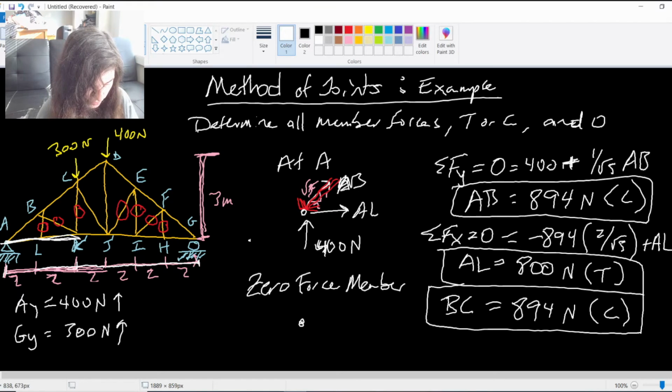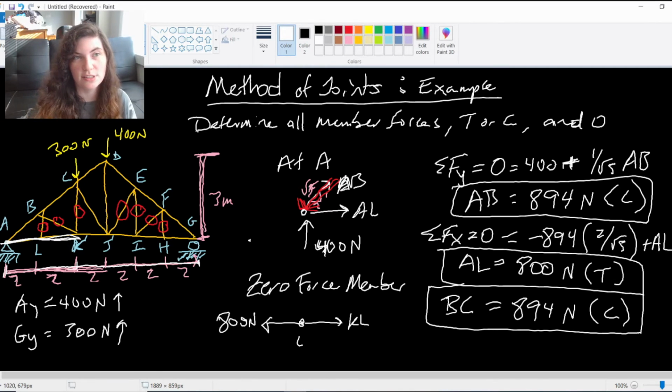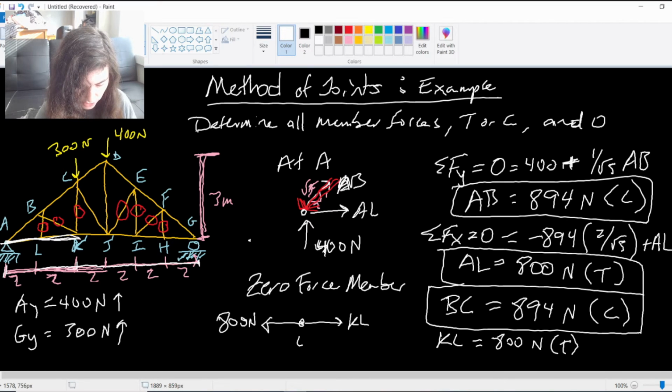If I did have one at L, it would look like this, right? So it'd be pretty easy to determine, okay, those 2 forces have to be equal. If at L I have my 800 newtons in tension this way, then KL has to be 800 newtons for this to be in equilibrium. Without even setting up my equation, I can just deduce that by looking at it. So KL has to be 800 newtons in tension to be in equilibrium with AL.